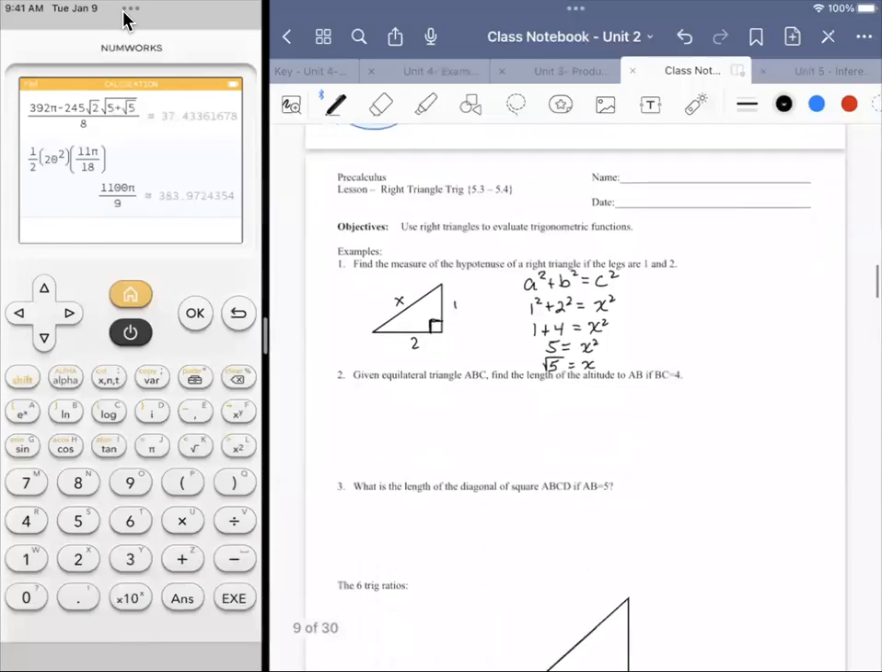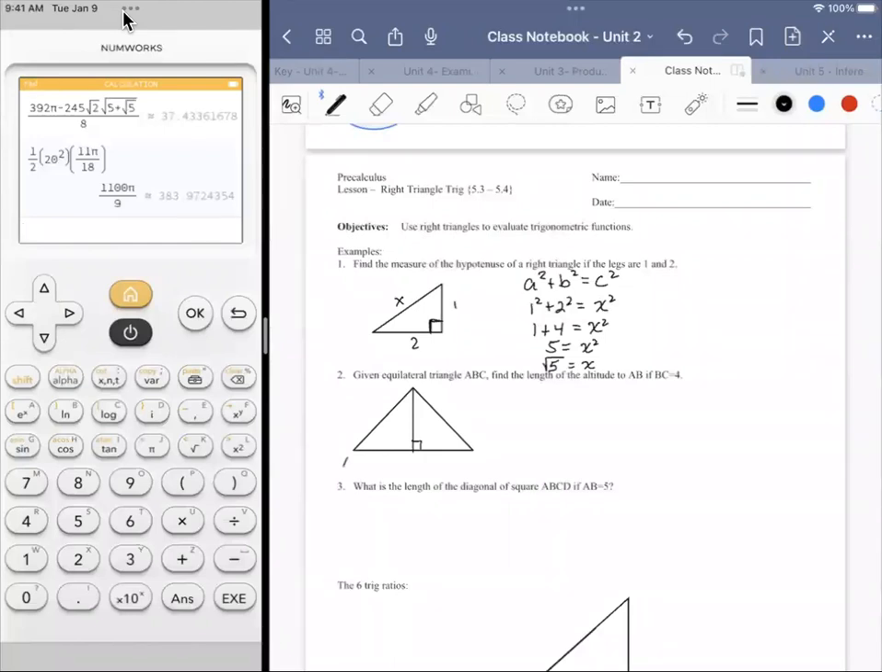Then we have equilateral triangle. Find the length of the altitude to AB. So here's an equilateral triangle, or at least my attempt at making one. The altitude, the definition of altitude is a line segment originating at the vertex that extends to the base, forming a right angle, right? So a lot of words to represent this, right? It's the altitude to AB.